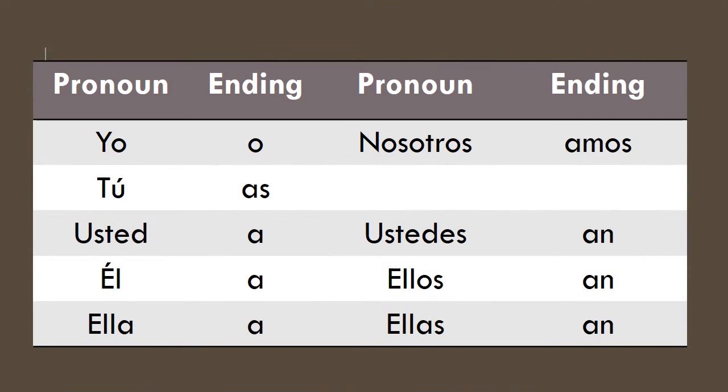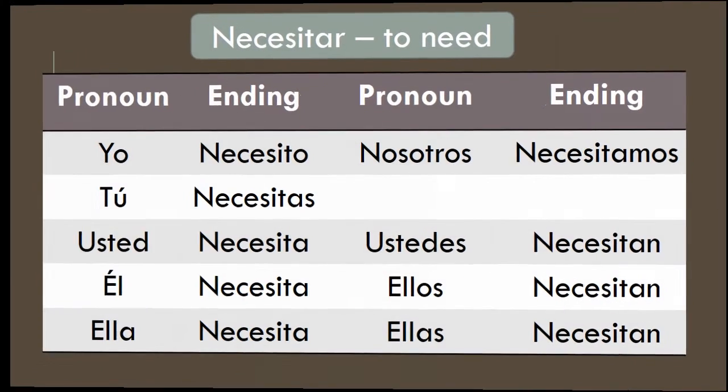Let's review the endings for AR verbs that are regular in the present tense. Yo, the ending is O. Tú, AS. Usted, él, and ella, A. Nosotros, AMOS. Ustedes, ellos, ellas, AN. Let's look at the examples we learned about.